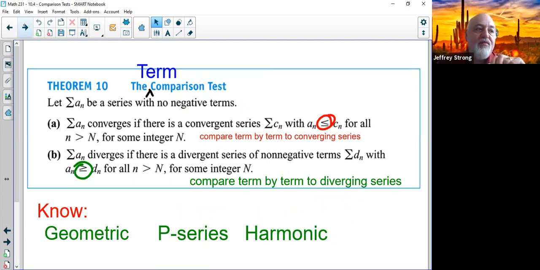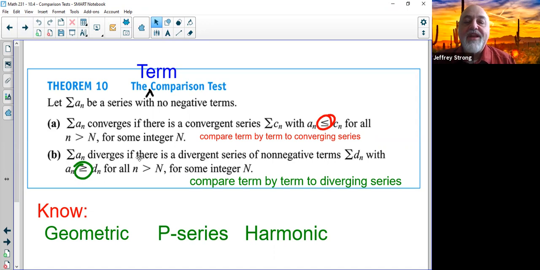So the term comparison test is where we look at the terms term by term. Okay, so it says let our series be a series with no negative terms. If the series converges, then there is a converging series where the terms a sub n are less than or equal to c sub n for all n.